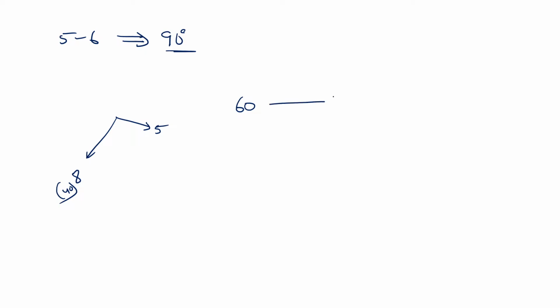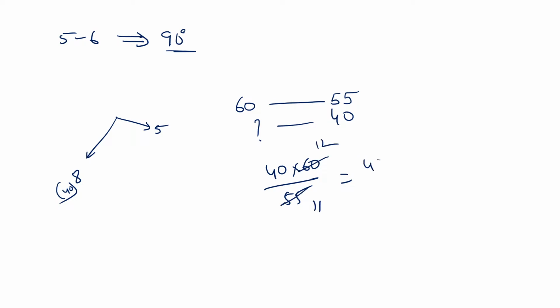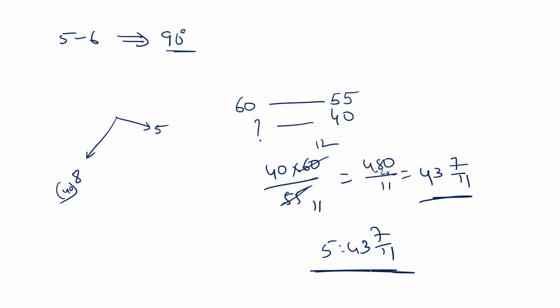For every 60 minutes, we can see only 55 minutes gap. Now if you are seeing 40 minutes gap, what is the original time? 40 into 60 by 55. So that is going to be 12 by 11. That is 480 by 11. 4 11s are 44, that is 40. 3 11s are 33, 7 by 11. We got the answer as 543 7 by 11. We thought the answer is 540, but you are going to get 90 at 543.